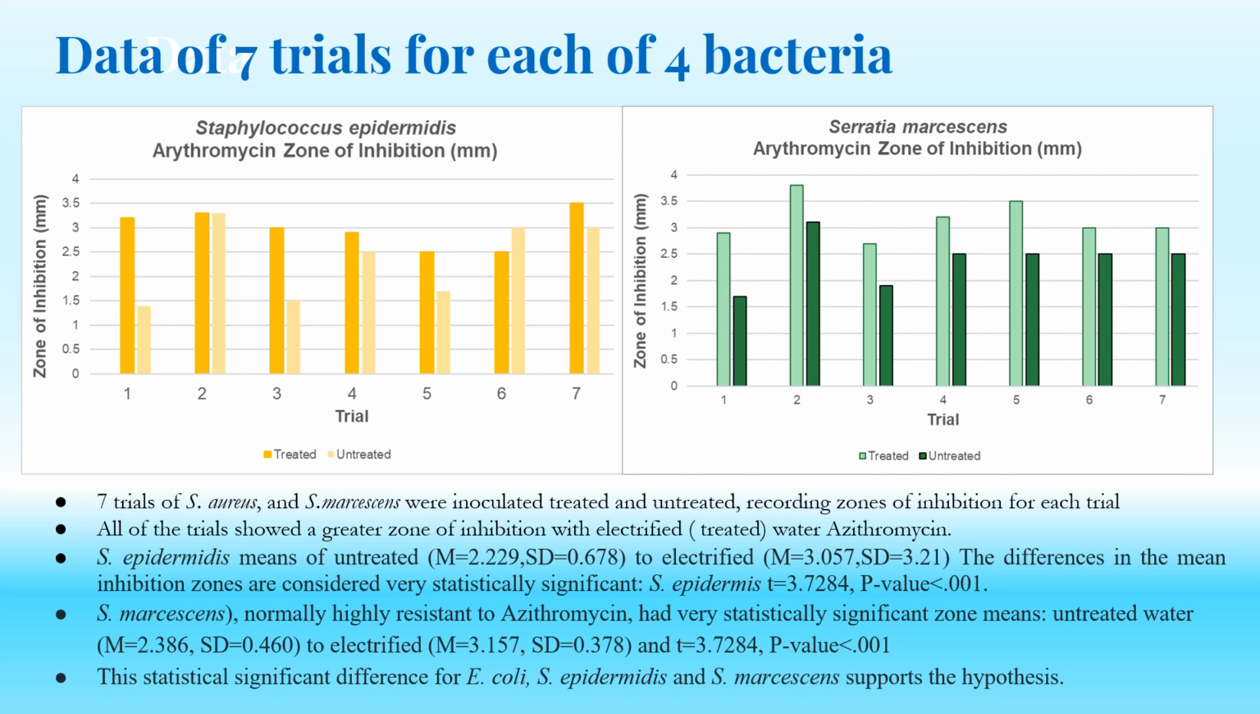The graph on the left, representing Staphylococcus epidermidis, showed a large statistical increase from a mean of 2.229 to 3.057 zone of inhibition in millimeters, showing that our hypothesis was supported and had a p-value of less than 0.001. Serratia marcescens on the right also showed an increase from untreated to treated, with a mean of 2.386 increase to a mean of 3.157 with a p-value less than 0.001, supporting the hypothesis.